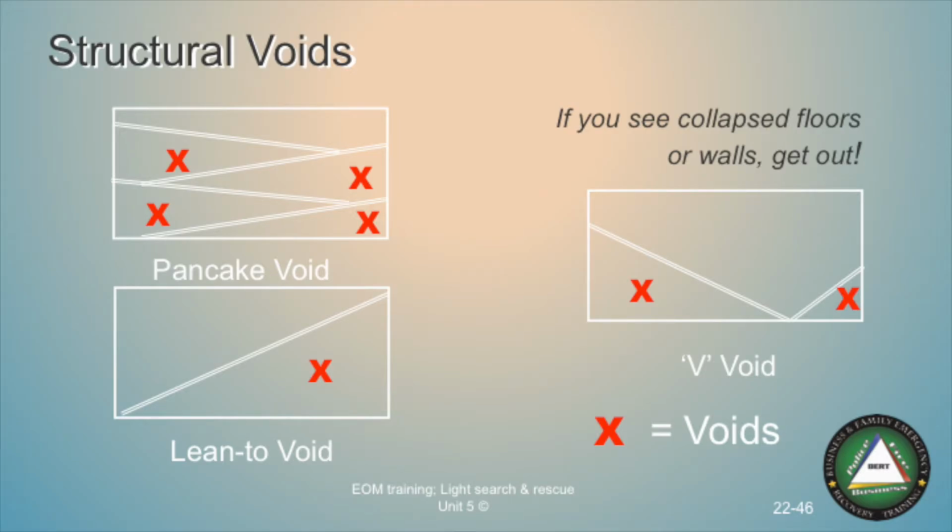Here are some structural voids that you may run into. These are all dangerous, and this is where there may be injured people. The first illustration is the pancake void. The problem is, if it's pancaked once, it could pancake again. Next is the lean-to void. This is another place where there may be people. And the V void is created where the floors come down.